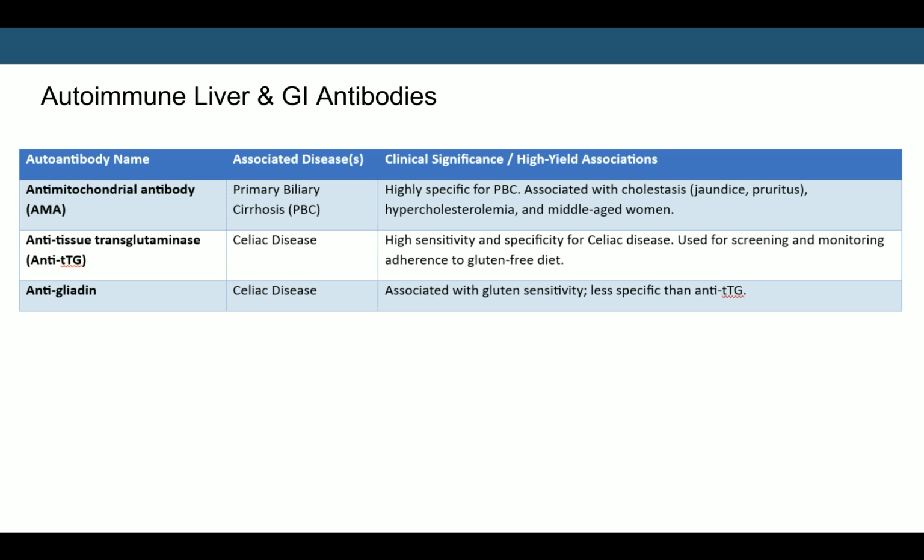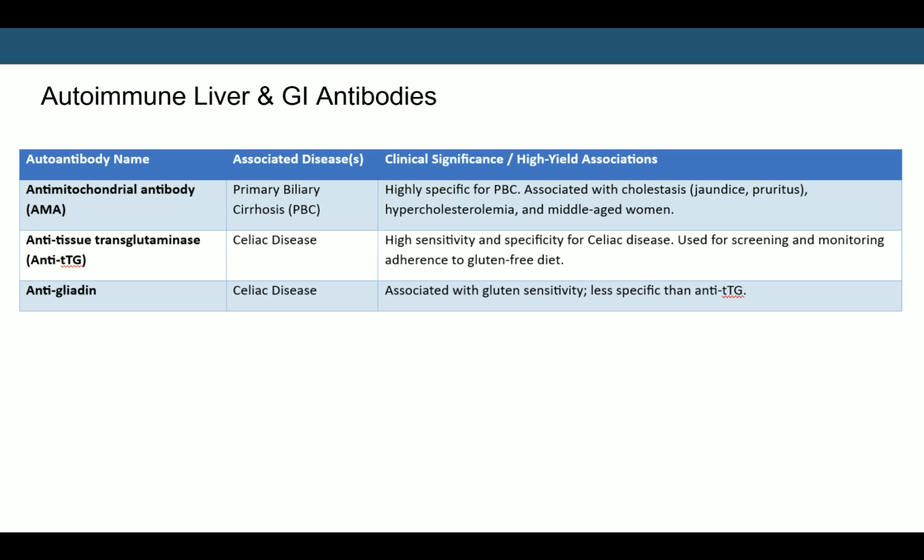We have anti-tissue transglutaminase. It's associated with celiac disease, and this is an important one for the USMLE because it's common. It has a high sensitivity and specificity for celiac disease. It's used for screening and monitoring adherence to a gluten-free diet. You should remember it. Anti-tissue transglutaminase.